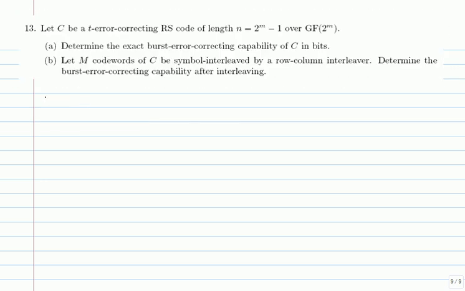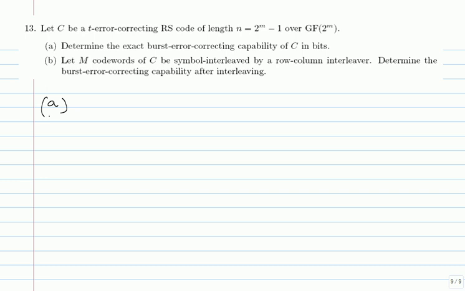Okay, so I've got a t error correcting RS code of length n over GF(2^m). I want you to determine the exact burst error correcting capability of C in bits, assuming you're doing bounded distance decoding. What do I mean by burst error correcting capability? If there is a sequence of consecutive errors, what length can I tolerate? Can you come up with the exact number?